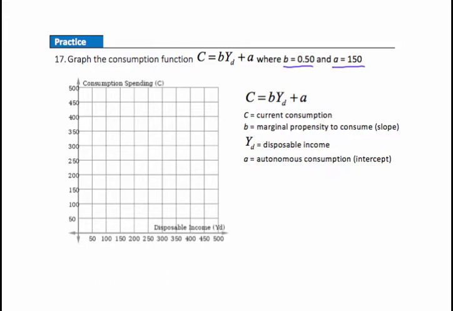Okay, here we are ready to graph this thing. So let's take our consumption function and we're going to plug 0.5 in for our marginal propensity to consume times Y sub D, and then plus our autonomous spending, which is 150.